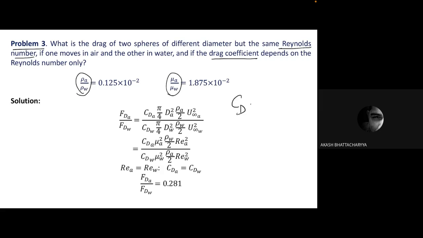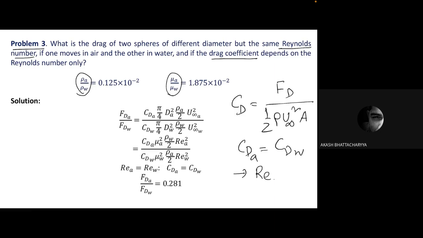The drag coefficient is defined as the drag force divided by half rho U infinity squared times the area. The drag coefficient is the most important coefficient to find if you try to analyze the flow of a particle or a sphere in a creeping flow condition. So you need to find the drag acting on the particle, then the drag coefficient. They are saying that C_D in air equals C_D in water, because it depends only on the Reynolds number. The Reynolds numbers are equal in both fluids, so the drag coefficients are also equal in this problem.